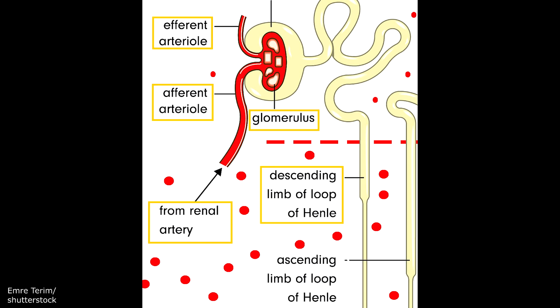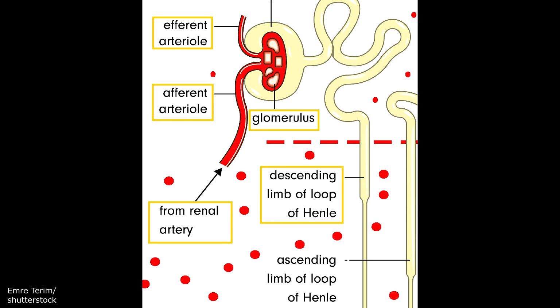So the filtrate goes down this descending limb of the loop of Henle. And what I want you to remember about this descending limb is that it is permeable to water, but it's not permeable to ions, which means water can leave this limb, but ions cannot. So because it's so salty here, hypertonic, water is going to leave this descending limb, which is going to concentrate that filtrate and make it really concentrated with sodium and all those other ions.